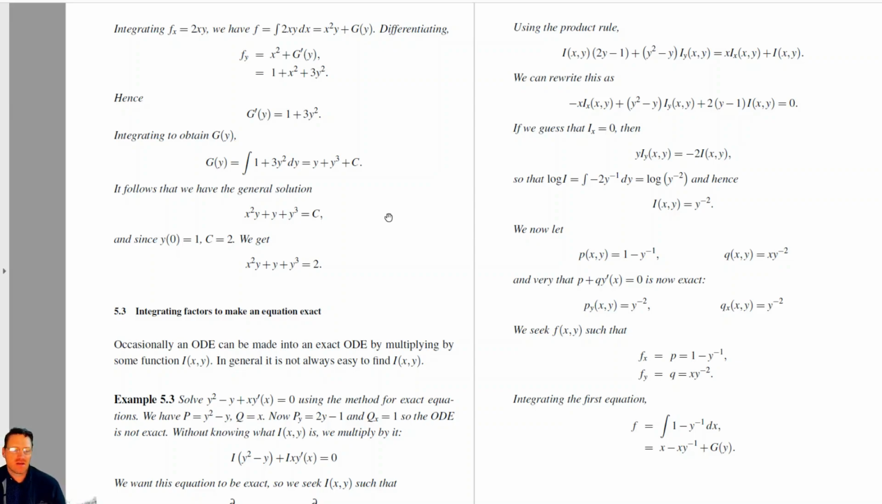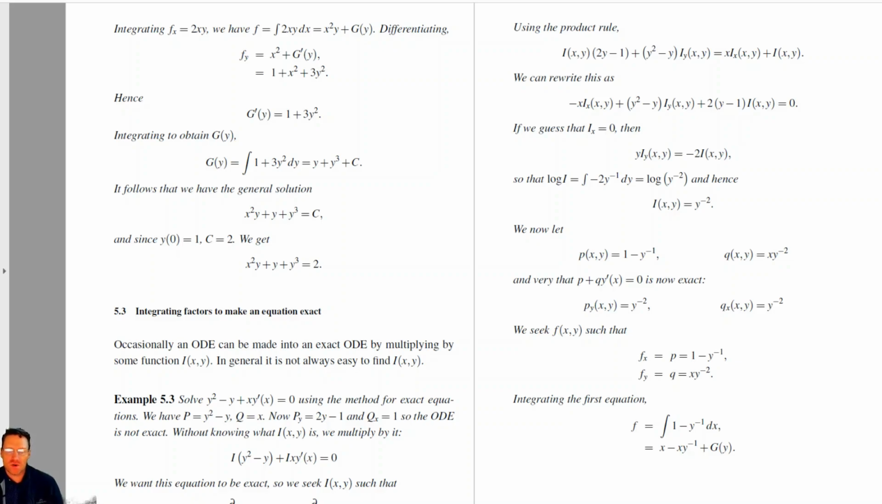So without knowing what the integrating factor should be, let's multiply by it, just symbolically. So I times P plus I times Q times y dash is equal to 0. We want this resulting equation to be exact once we multiply by that integrating factor. So we're seeking an integrating factor I such that the partial derivative with respect to y of our new P, which is I times y squared minus y, is equal to the partial derivative with respect to x of our new Q, I x.